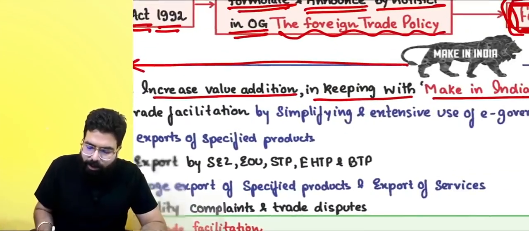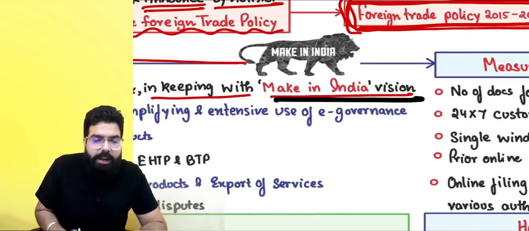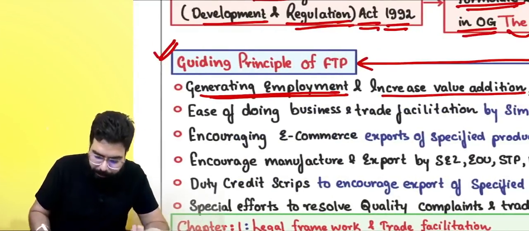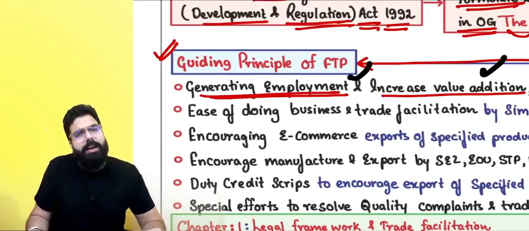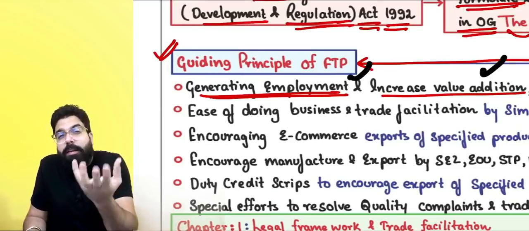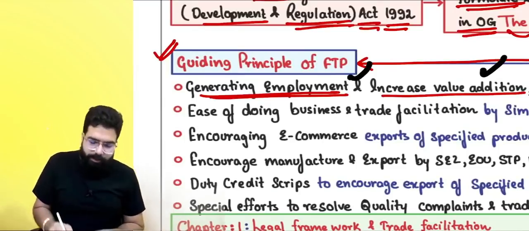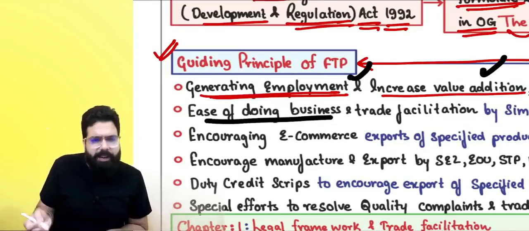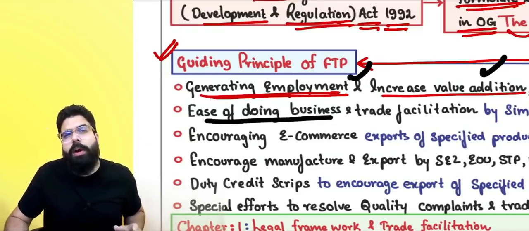He says, you go ahead and make in India. If you make in India, employment will go up, value addition in India will happen, and because of more value addition the country will become rich. Then, sir, ease of doing business. His only objective is not to go ahead and earn money.